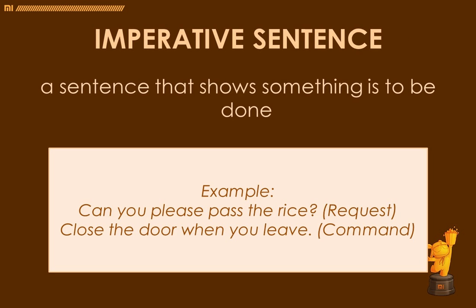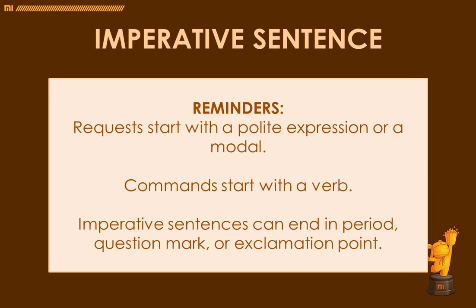The fourth kind of sentence is imperative sentence. An imperative sentence is a sentence that shows or tells something has to be done. For example, "Can you please pass the rice? Close the door when you leave." Always remember that not all imperative sentences are the same. An imperative sentence with a polite expression or a modal is called a request, while an imperative sentence that starts with a verb is a command. Imperative sentences can end with period, question mark, or exclamation point.